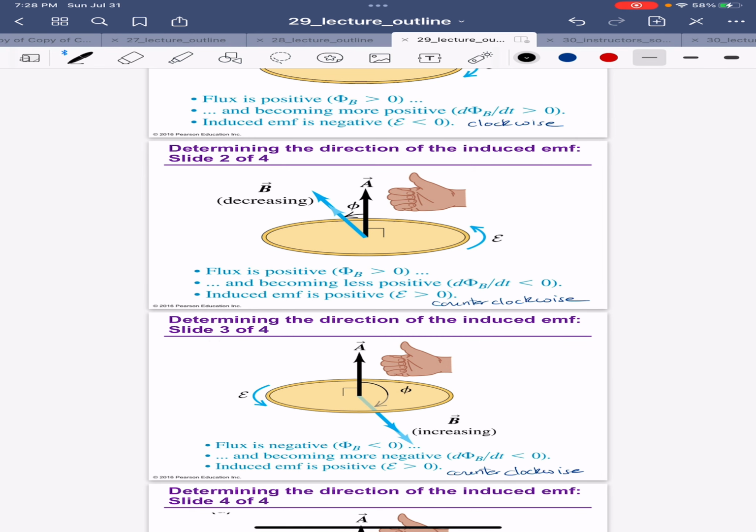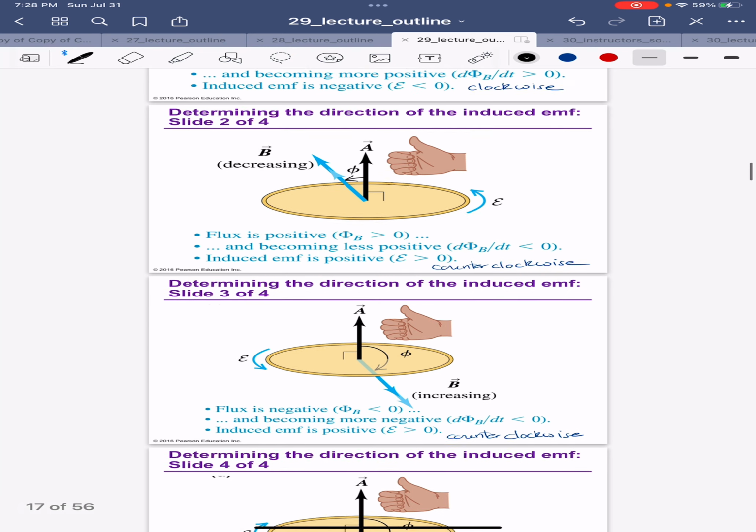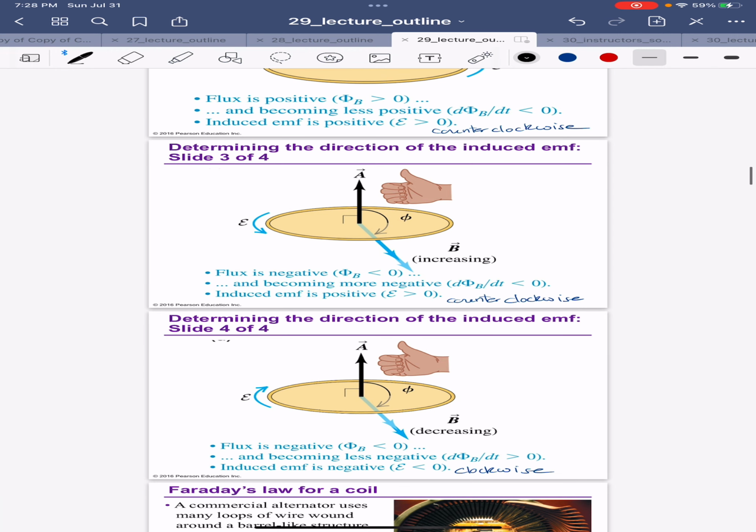Here, the flux is negative, because it's on the other side, and it is becoming more negative. This means that the induced EMF should be greater than 0, and then it is going to be counterclockwise. In the last example, theta B is less than 0, and it is becoming less negative, then the induced EMF should be less than 0, which means clockwise.